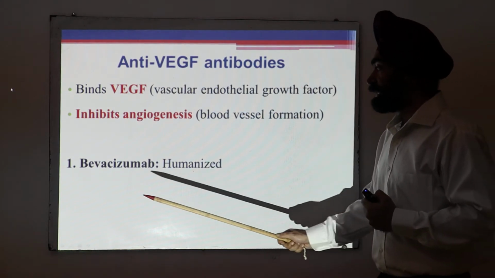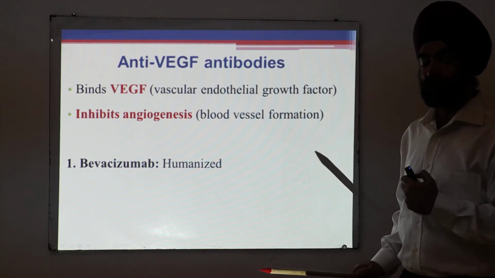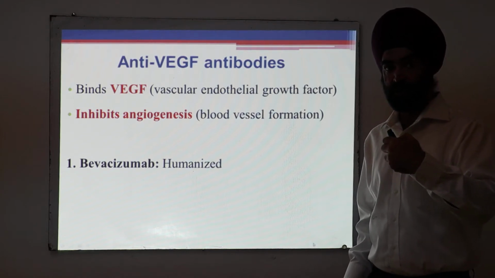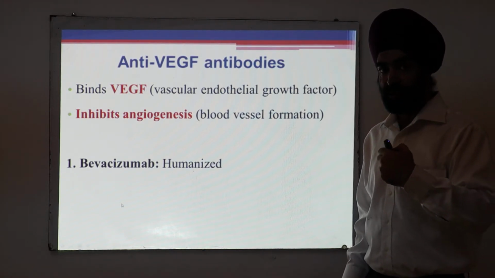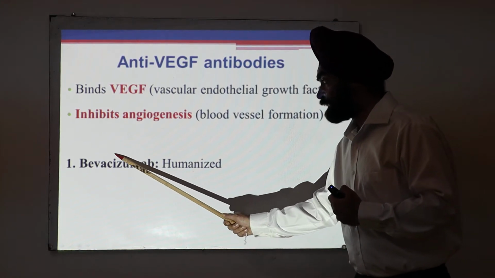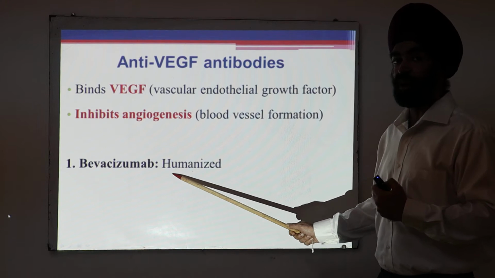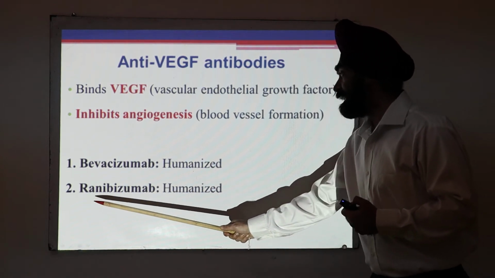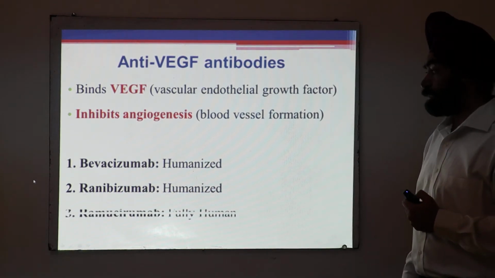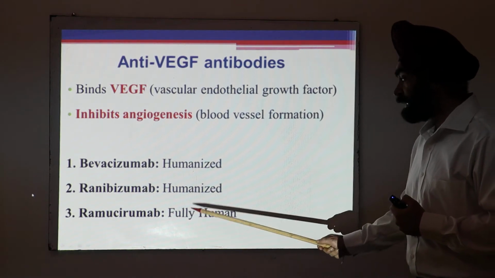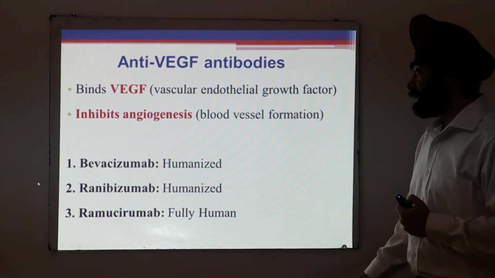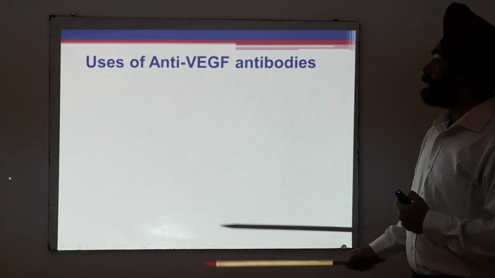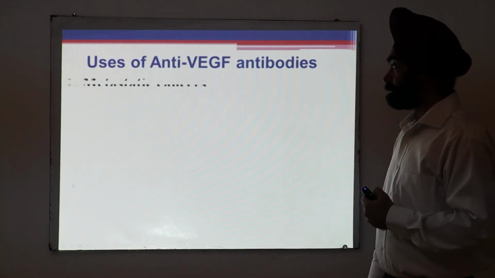One example is bevacizumab. If you remember my previous video on the monoclonal antibody, which you can see by clicking on the link given in the description section, I told that if this ZU is there, ZU stands for the humanized form of the monoclonal antibody. So this is a humanized monoclonal antibody. Second is ranibizumab. It is again a humanized monoclonal antibody. There is also a fully human monoclonal antibody, which is ramucirumab.